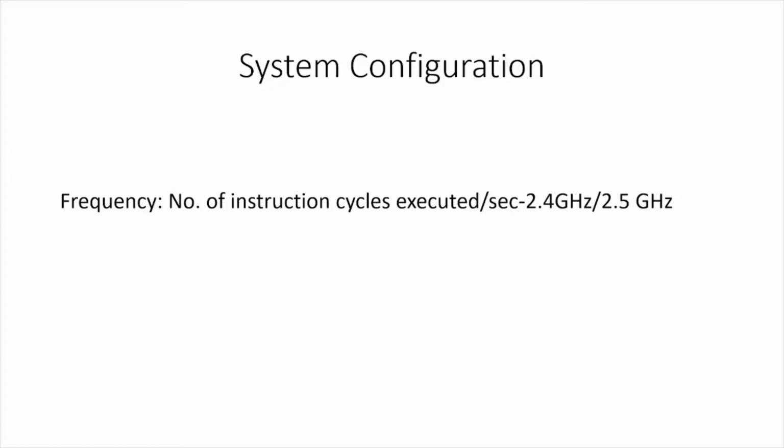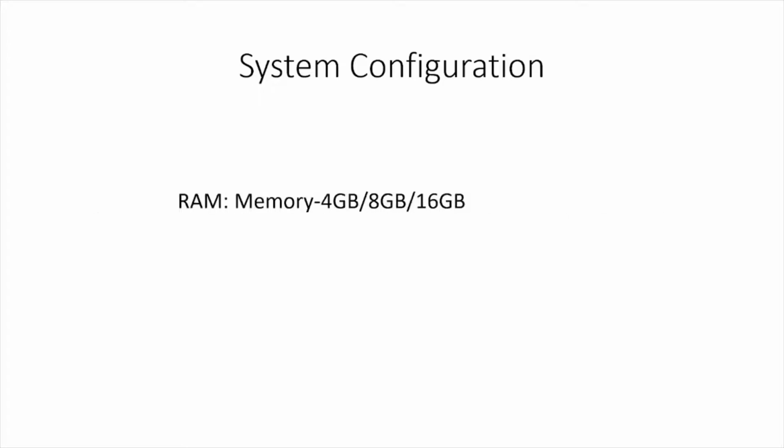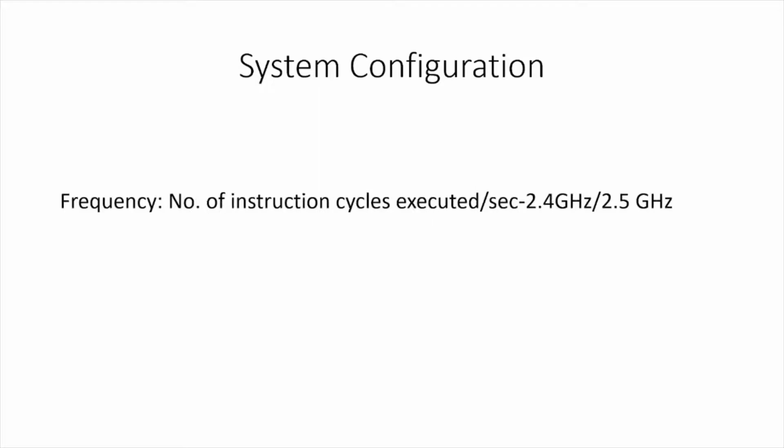Next thing we see is the frequency. What is this frequency? Technically speaking, frequency is nothing but the number of instruction cycles that a computer can execute every 1 second. That means, simply put, it indicates the speed of a computer. Usually it is measured in gigahertz. Most of our day-to-day systems will be configured with 2.4 gigahertz or sometimes 2.5 gigahertz as well. So the higher the frequency, the higher the performing speed of a computer.